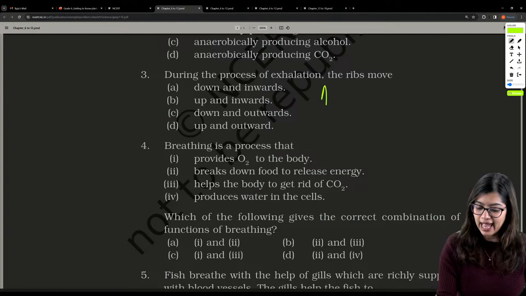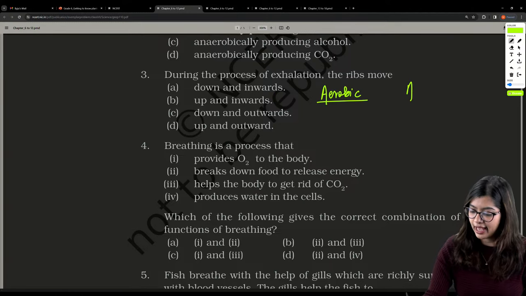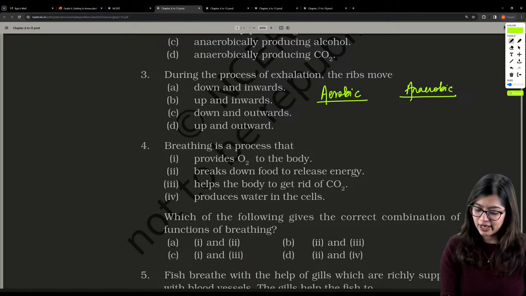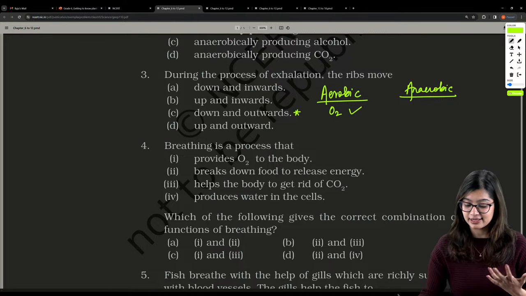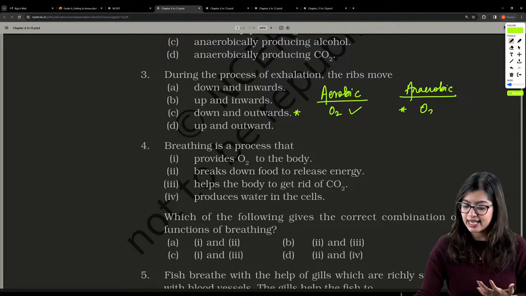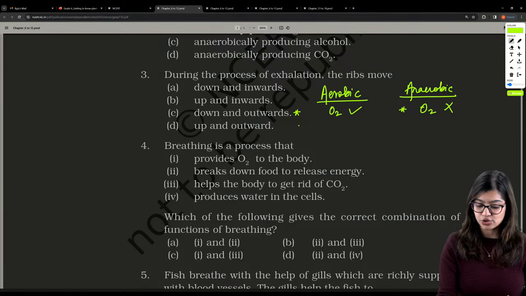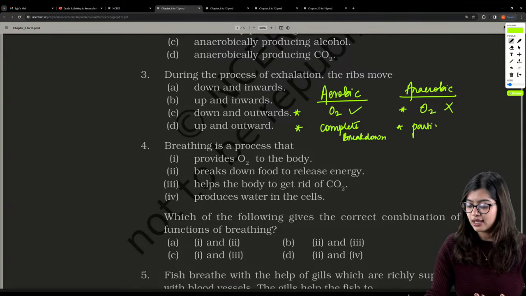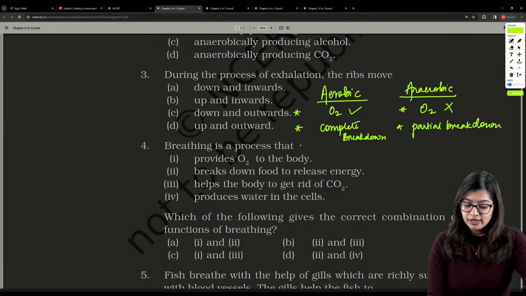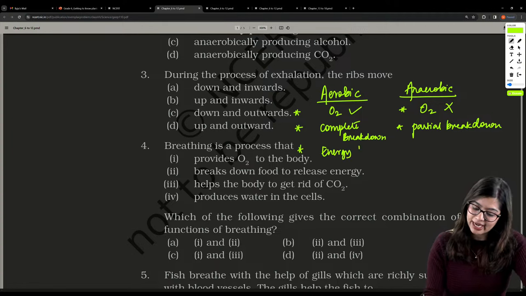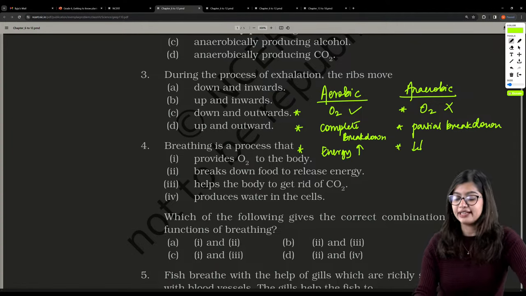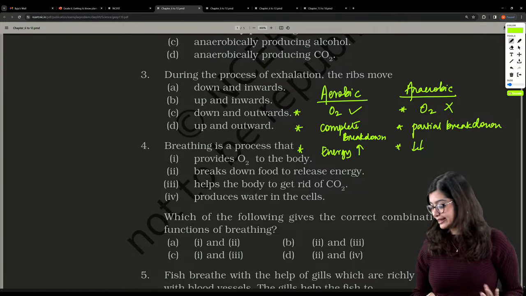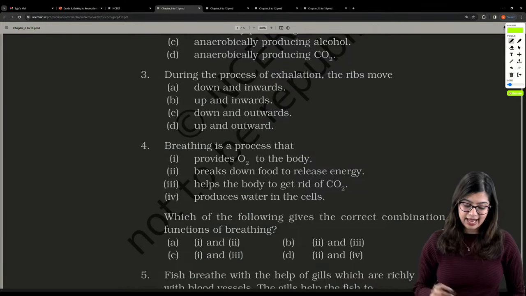Now, quickly, aerobic versus anaerobic, right? Aerobic respiration takes place in the presence of oxygen, while anaerobic takes place in the absence or temporary deficiency of oxygen. Here we see that there is complete breakdown of glucose, while in anaerobic there is only partial breakdown of glucose. The energy that gets released during aerobic is very high, while during anaerobic it is relatively very less, which is why these are the broad two differences between aerobic and anaerobic.